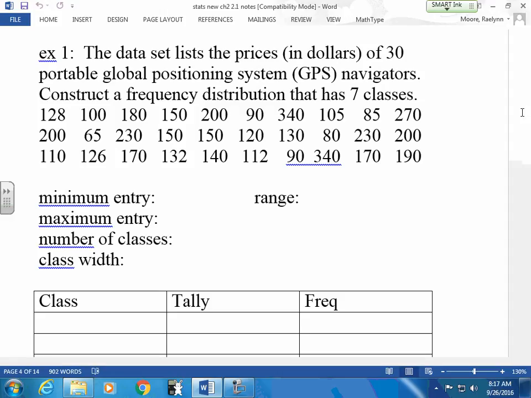The data set lists the prices in dollars of 30 portable GPS systems. Construct a frequency distribution that has 7 classes. In other words, our table has to have 7 entries. So the first thing we do is find your minimum entry. What's your minimum entry here? 65. What's your maximum? 340? Okay. We find our range. 340 minus 65. I don't have any of this written down. So this is 275, right?